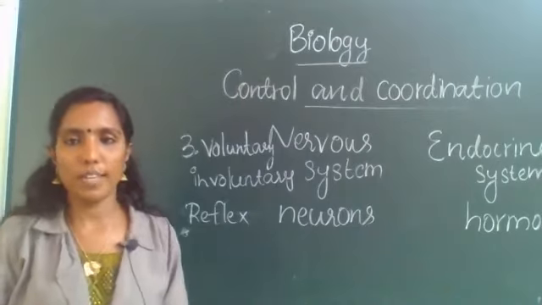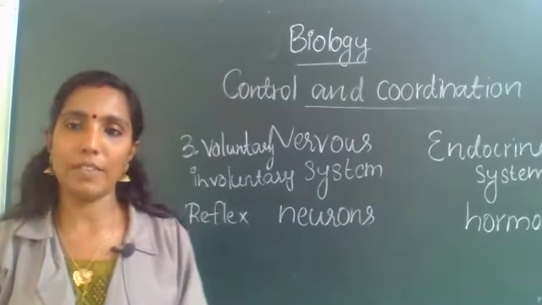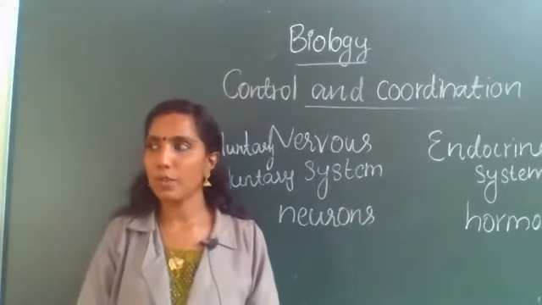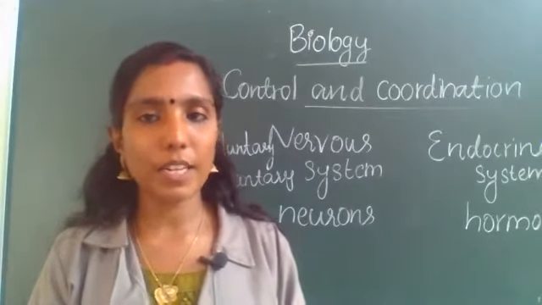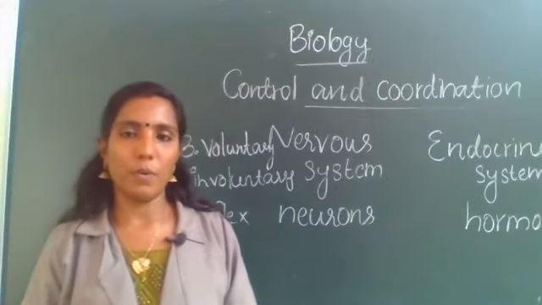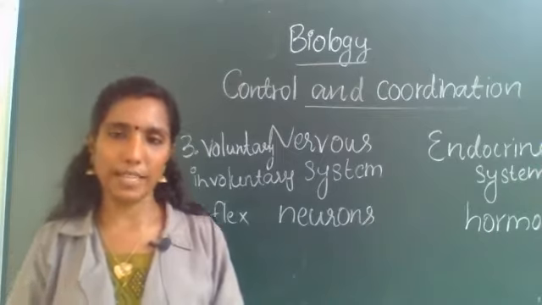So what are voluntary actions? Any type of action that we can control by our will. We can change it according to our will. That are called voluntary actions. So what are involuntary actions? Any type of action that we can't control by our will. It's called involuntary action. The third one is reflex action.